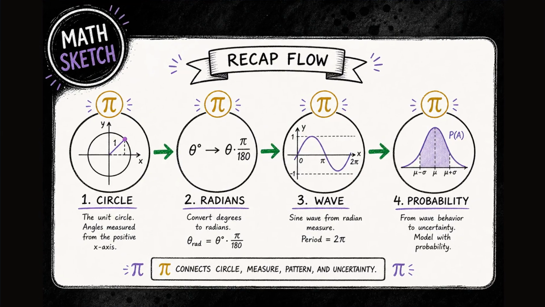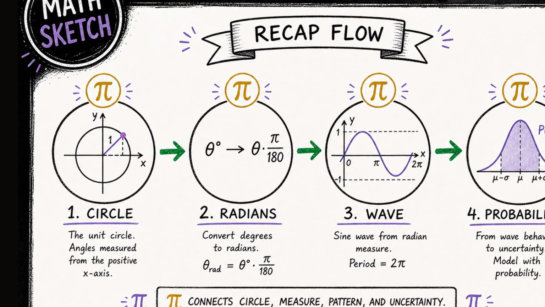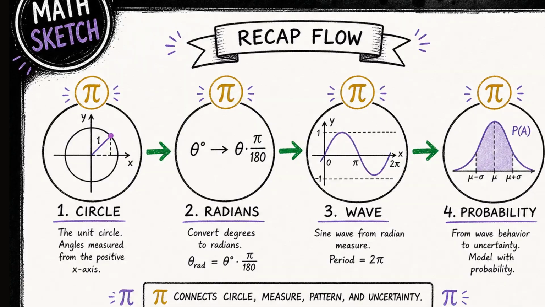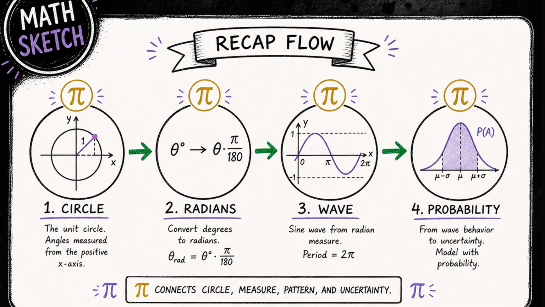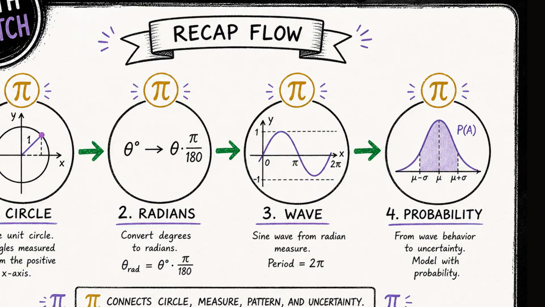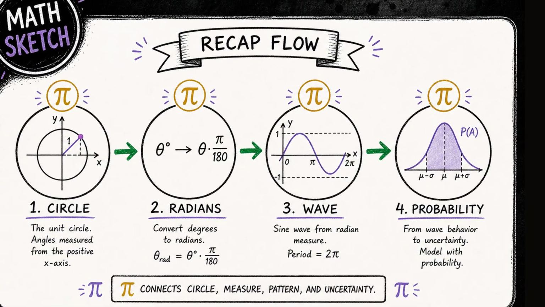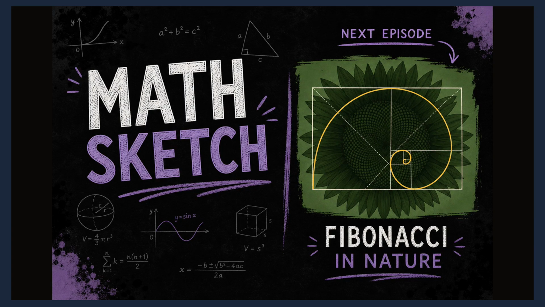Recap: pi is circumference over diameter, same for every circle. Radians make it the language of rotation. It appears in pendulums, needle drops, and bell curves because those problems hide circular or rotational structure. Pi is everywhere because turning and spreading are everywhere. Pi hides in plain sight because nature loves cycles.